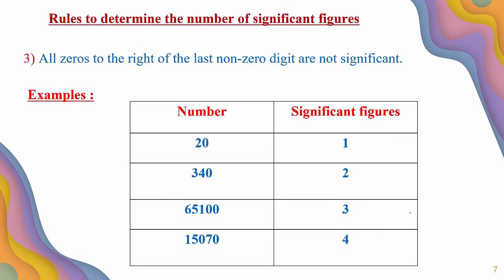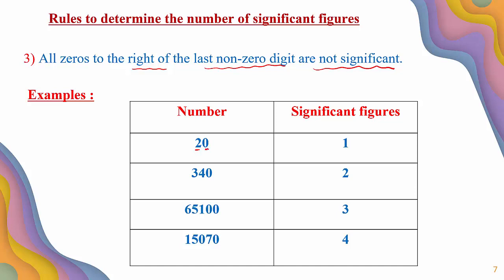Come to the third rule. All zeros to the right of the last non-zero digit are not significant. All zeros to the right of the last non-zero digit. You can observe the right side of the non-zero digit. They are not significant. 20. Here this 0 is on the right side of the non-zero digit. Here this 0 is not considered as significant. Is it clear?